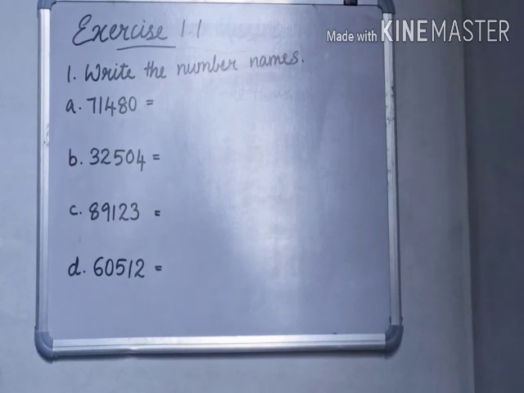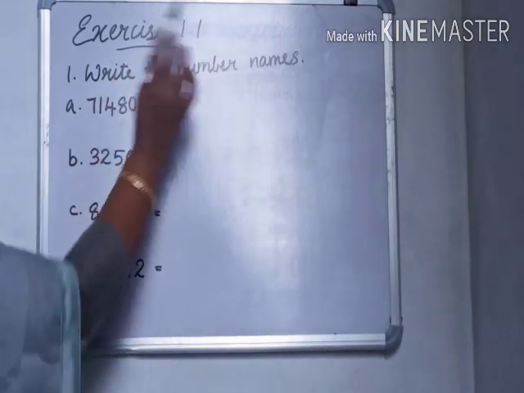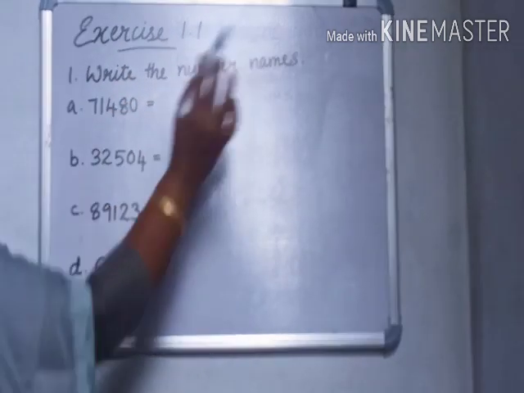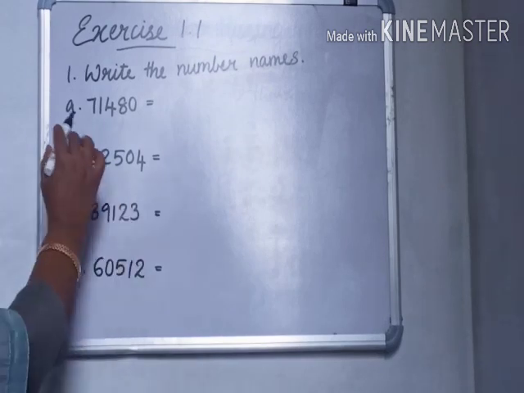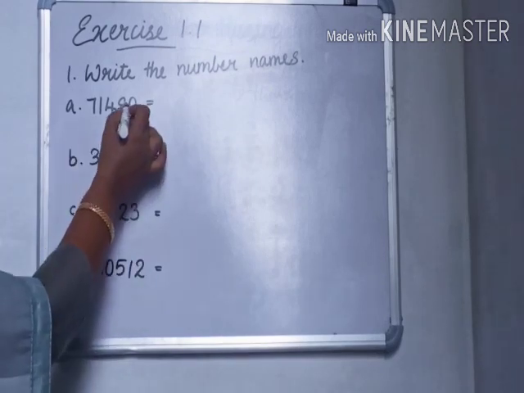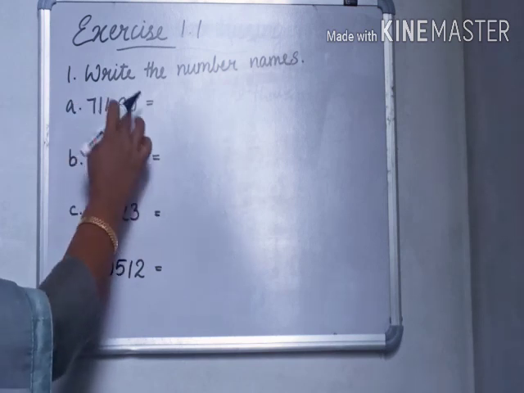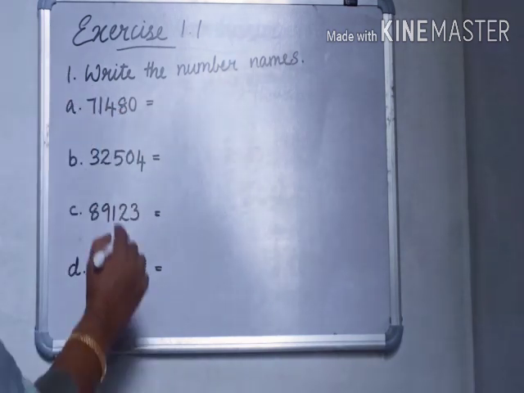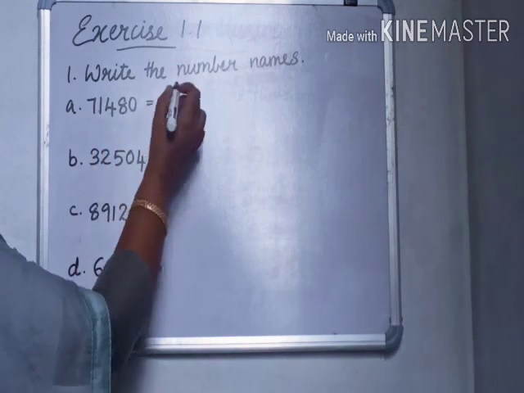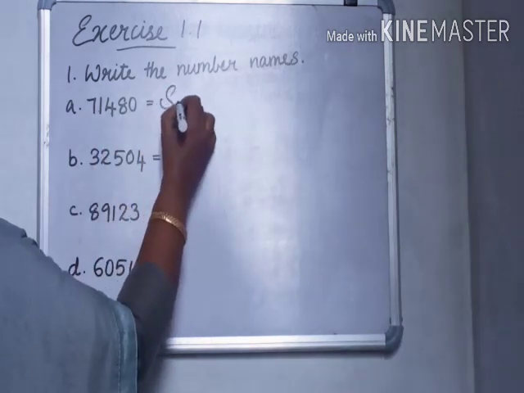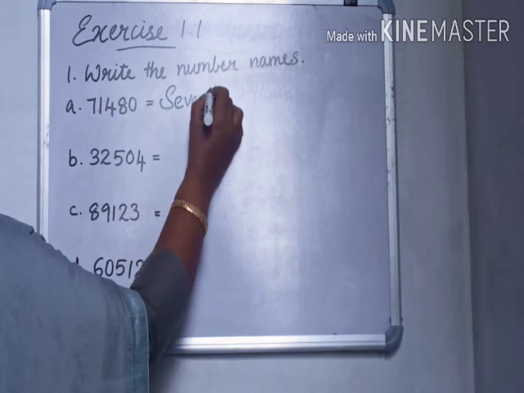Next is exercise 1.1. Write the number names. First question. Ones, tens, hundreds, thousands, 10,000s. So this number name is 71,480.